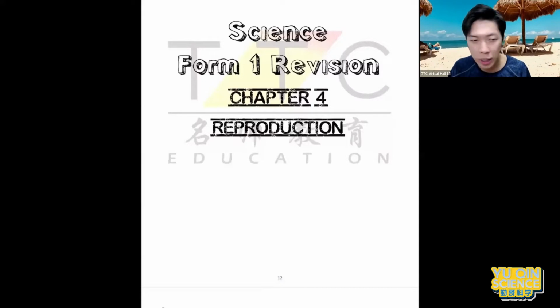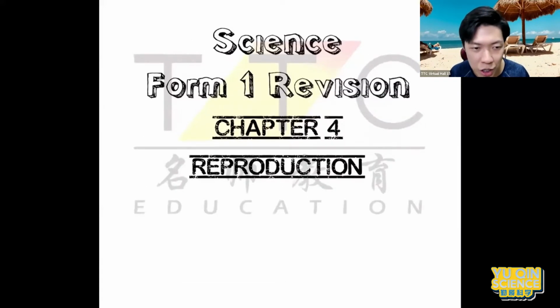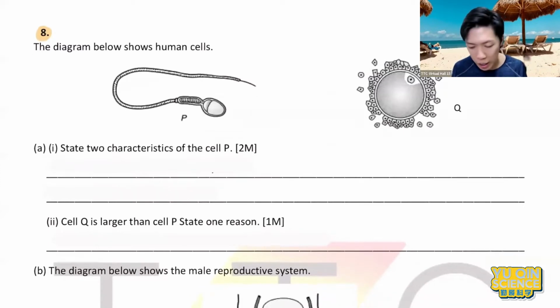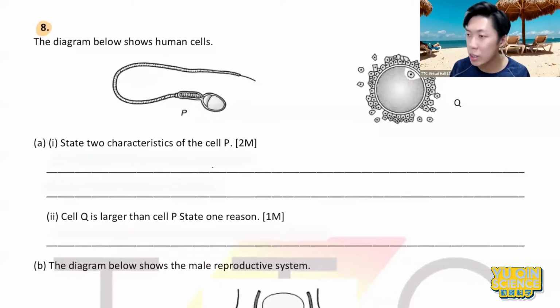Okay, everybody, let's do this. Chapter 4, Reproduction. I'm going to get into section C, the writing one, the long one. I had to first mention this: Chapter 4 is a very long chapter. To finish everything is impossible, so I try to pick important questions and we try to cover as much as we can.